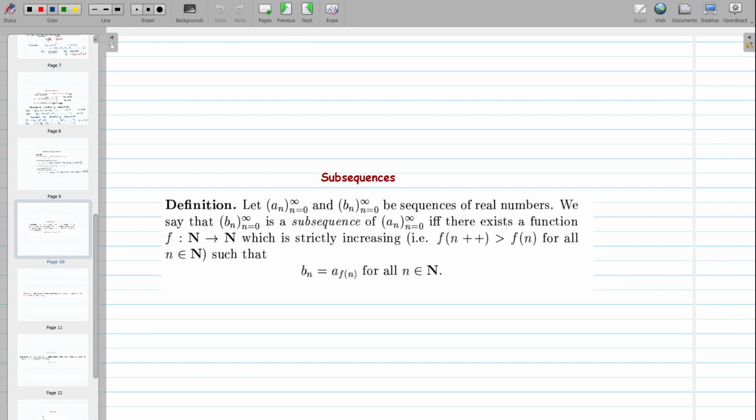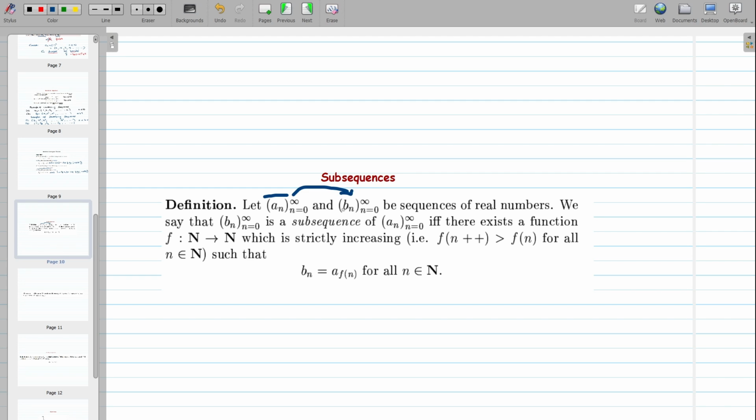So in today's video, we want to talk about subsequences. Whenever we have some infinite sequence, let's say a sub n in this particular case, and we decide to drop some terms of a sub n and leave out some terms of this sequence, we generate another infinite sequence. In this case, we call that infinite sequence b sub n.